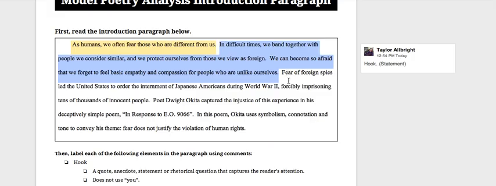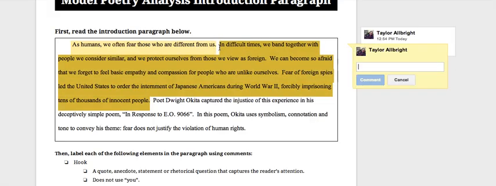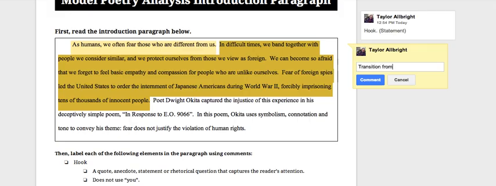Fear of foreign spies led the United States to order the internment of Japanese Americans during World War II, forcibly imprisoning tens of thousands of innocent people. So now I've moved from the big idea of humans fearing people who are different to the specific historical instance of Japanese internment, which is what the poem is about. So these three sentences are our transition, from the hook to the poem.